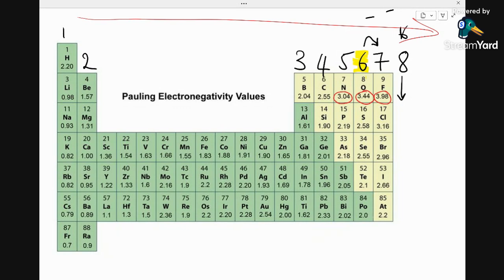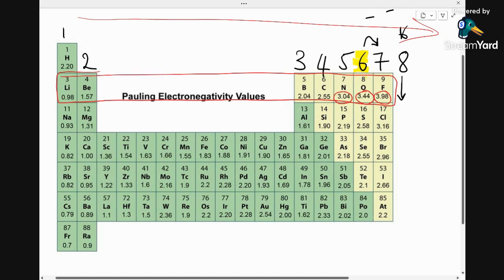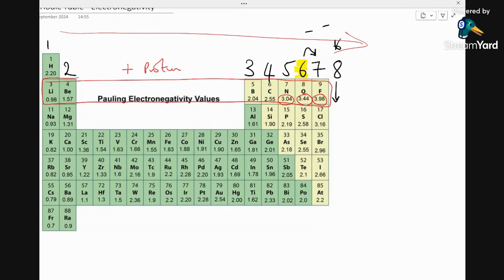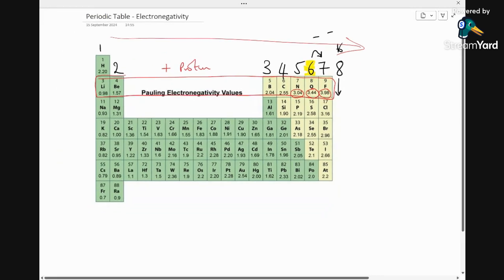And the reason for this, hopefully you can appreciate, is because within a period, within an energy level here, this is an entire energy level, the shielding remains the same, but we're adding a proton each time. Therefore, the nuclear charge increases, the shielding stays the same, therefore the attraction for the electron by the proton in the nucleus is greater.